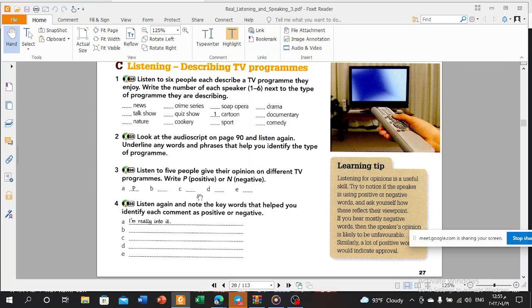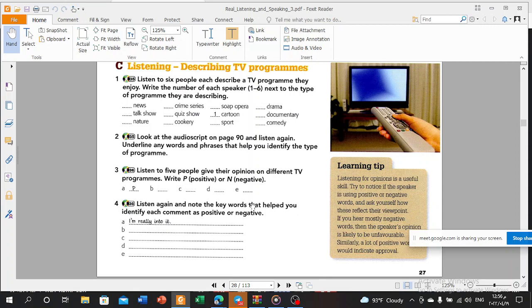C, on the other hand, was a positive review of the film. He described it as what? As well written and totally convincing. And these two are some positive adjectives that could be used to give a compliment to a film. So well written and totally convincing.